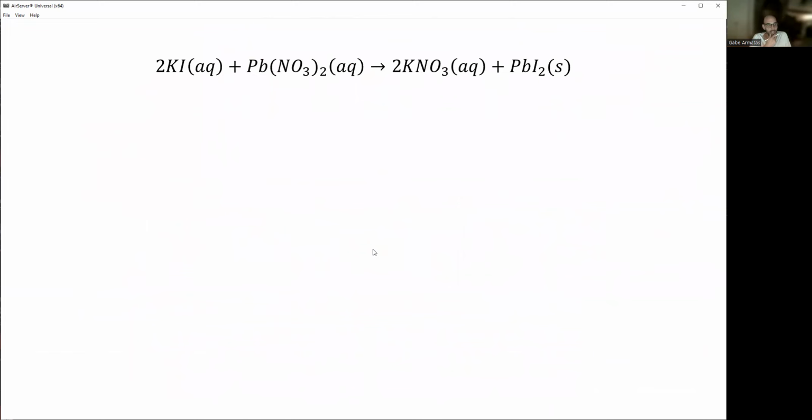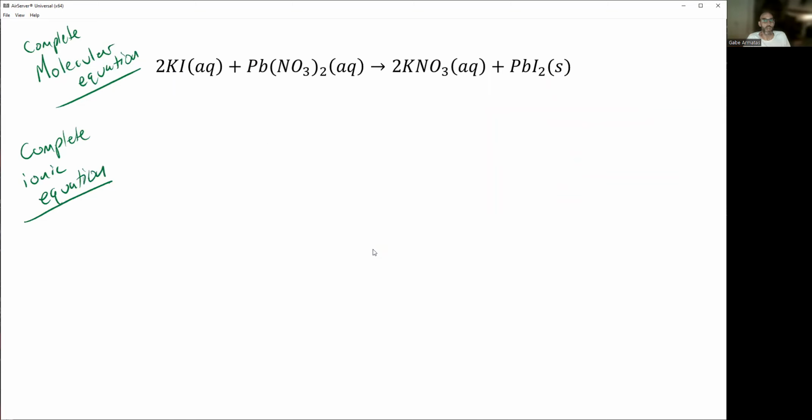So here we have the reaction of potassium iodide and lead nitrate. So we're going to take a look. We would call this thing the complete molecular equation. This is the complete molecular equation. So this is the hard part. The next thing we're going to do is the complete ionic equation.